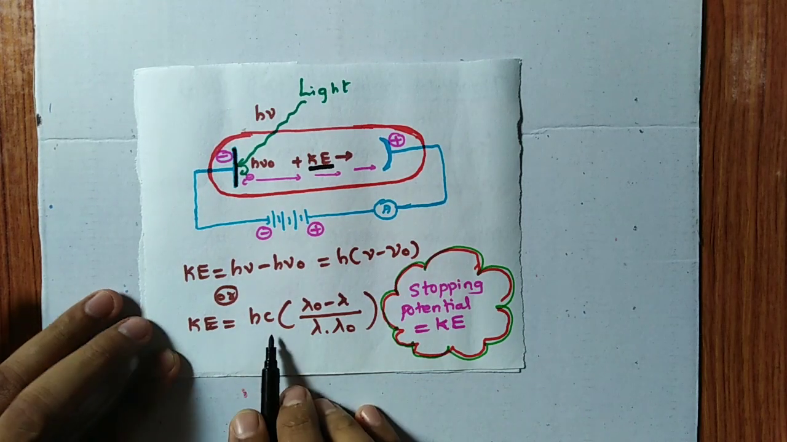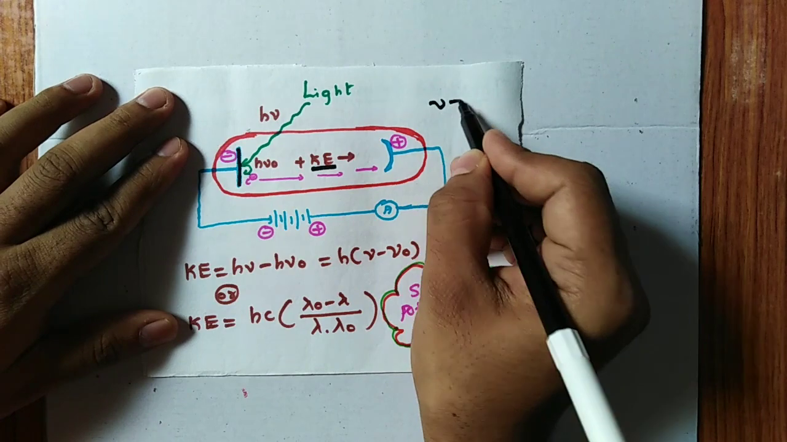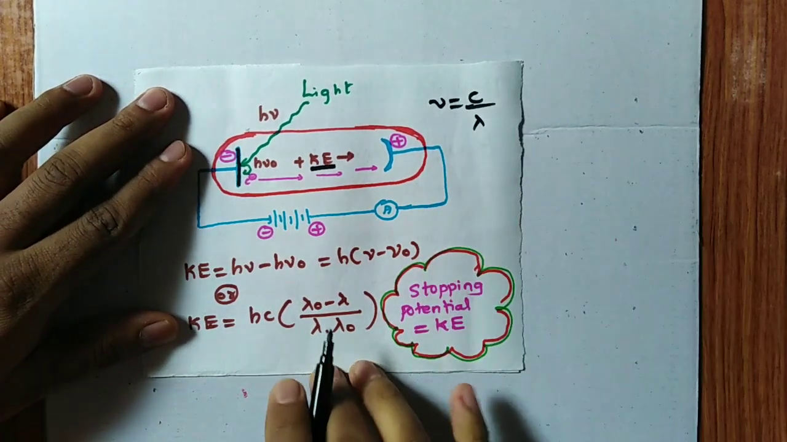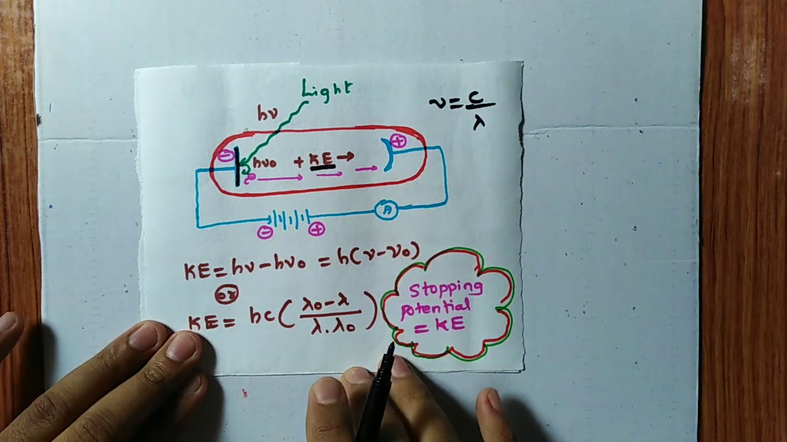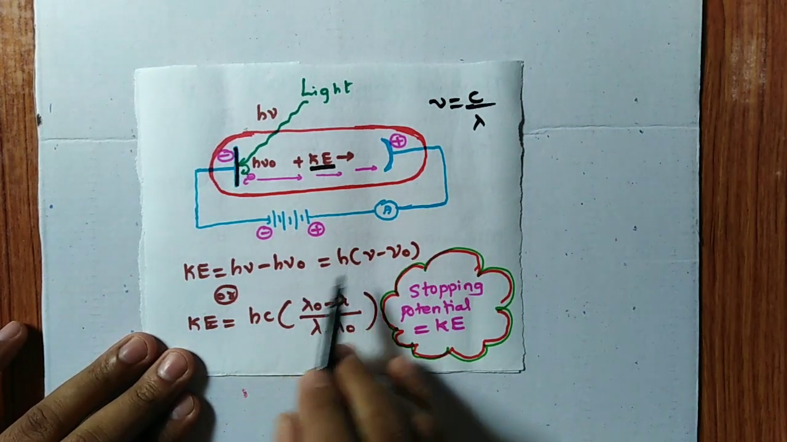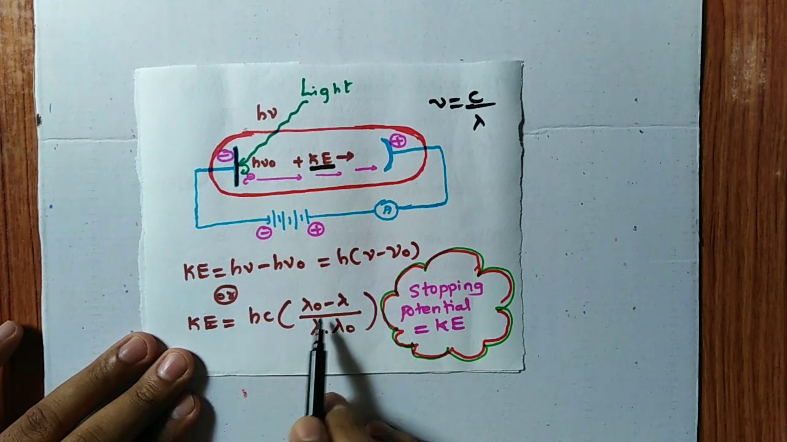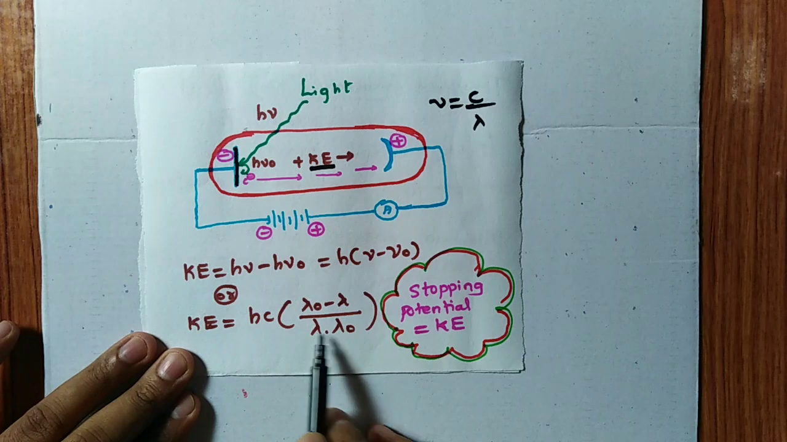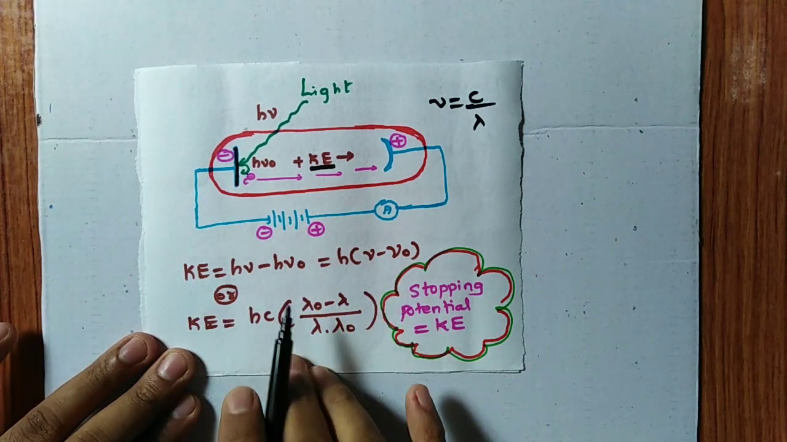Now kinetic energy in terms of lambda. How to take it? Nu is equal to c by lambda. So I can take lambda as the normal wavelength, and lambda naught as the threshold wavelength. hc is common, so kinetic energy is hc by lambda minus hc by lambda naught, which is hc times (lambda naught minus lambda) divided by lambda into lambda naught. Very important formula for competitive exams.